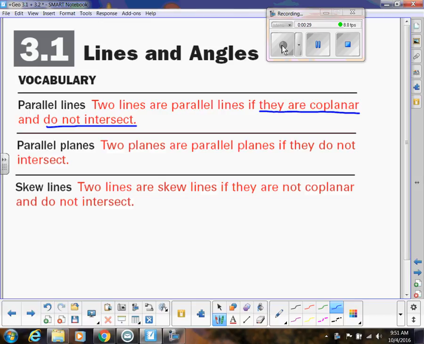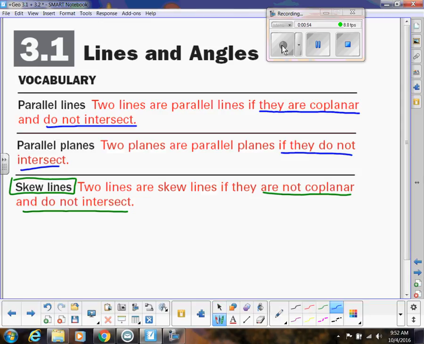All right, parallel planes are planes that do not intersect. And then this new word that you probably have not heard of is called skew lines. Two lines are skew if they are not coplanar and do not intersect. So very similar to parallel, but they are not coplanar.